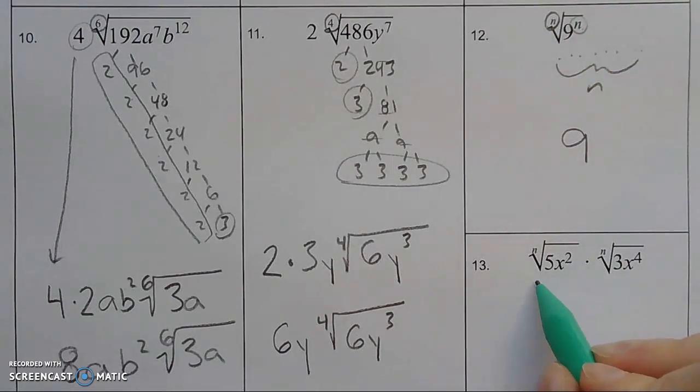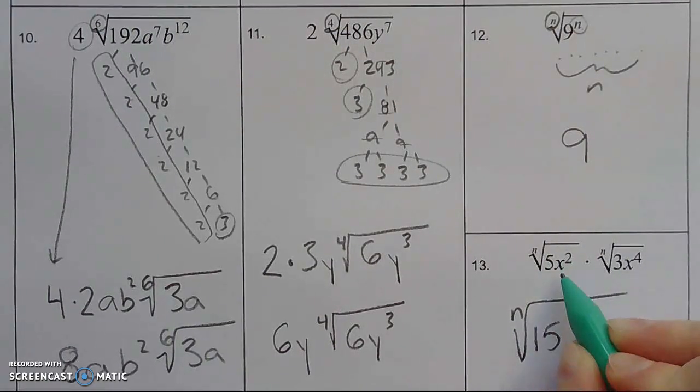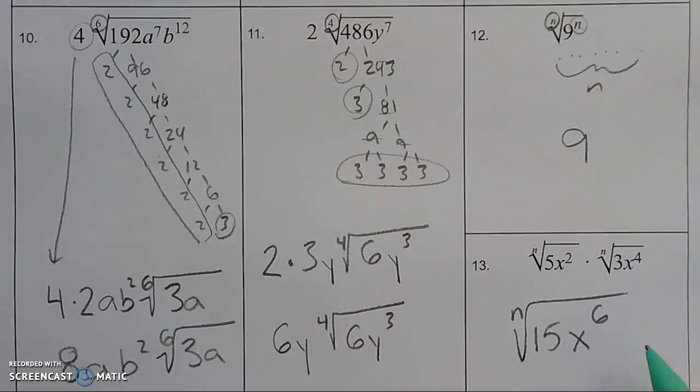All right, so this last one here, you're going to multiply the insides. So 5 times 3 is 15. 2 and 4 give me a 6. n, there's a 1 here. n doesn't go into 1, and n doesn't go into 6, so you literally can't do anything. n only works when there's an n on the inside.